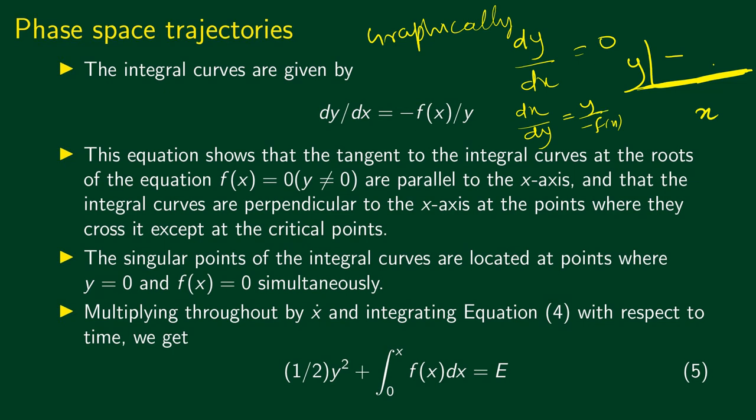Suppose f of x is not equal to 0 and y is equal to 0. Y is equal to 0 is the x-axis, okay? But where the path crosses the x-axis, you see that dx by dy is equal to 0. From dx by dy equal to 0, it means that x does not vary with respect to y, right? When you change y, x does not change. So in this case, where the path crosses the x-axis, it will be perpendicular to the x-axis or parallel to the y-axis, all right. By observing such things, we can actually plot the phase space diagram graphically without solving, all right.